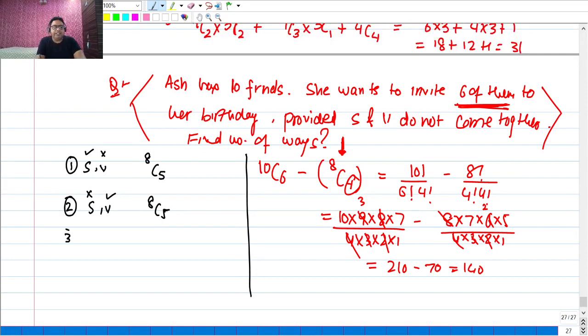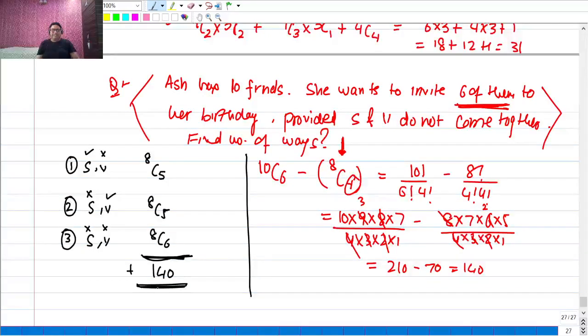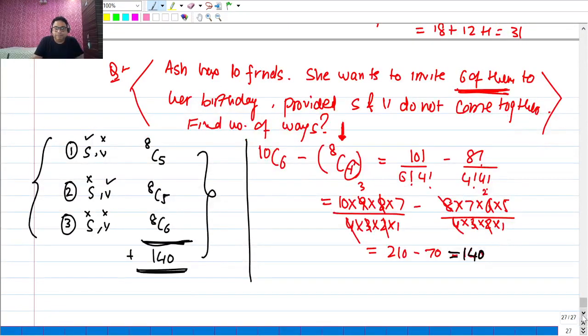And third case, Salman does not come, Vivek does not come. They do not come together means both of them do not come. In that case 8C6. Add all these cases, you will get the same answer, 140. Clear? So you can make cases also if you want to. This is by cases and this is otherwise. Clear? All of you, is it clear?